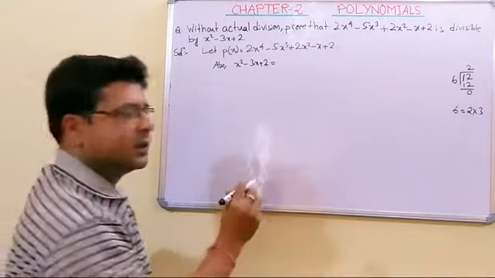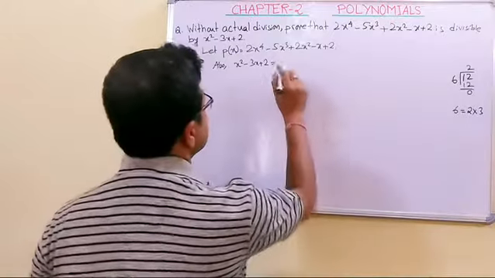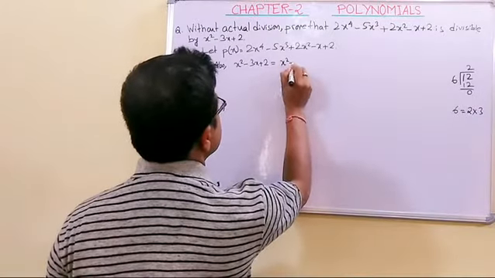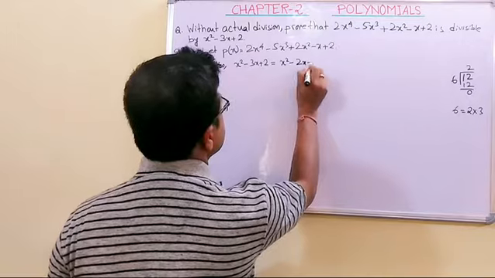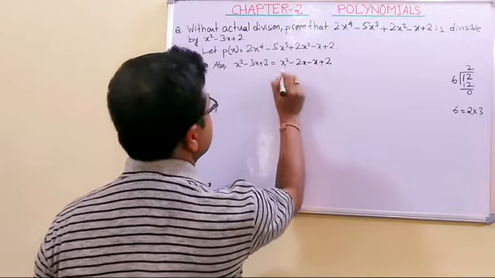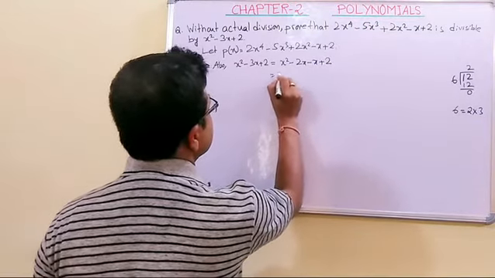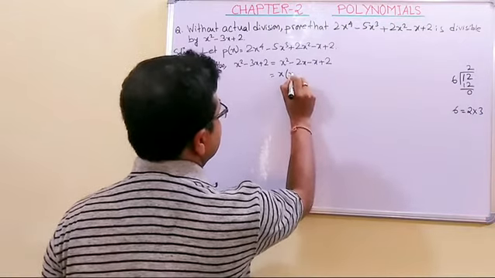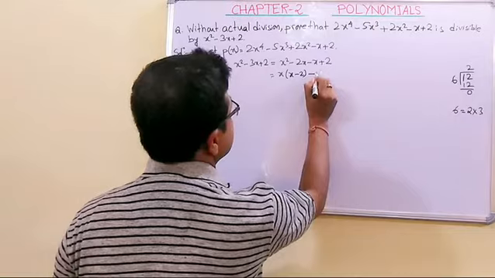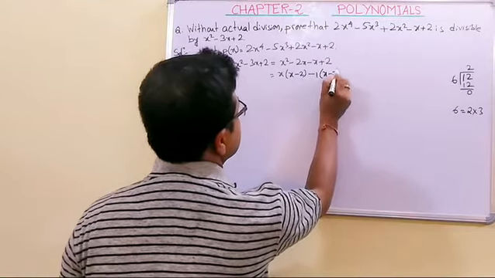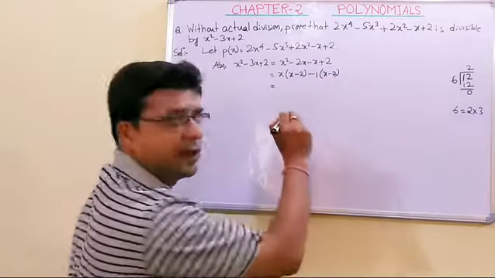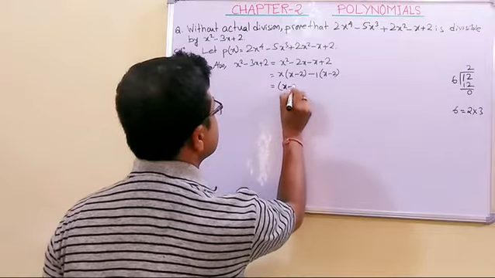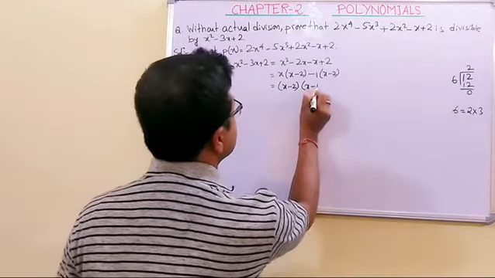Now we can express x² − 3x + 2 as factors. Let us do the middle term splitting. So this is x² − 2x − x + 2. Alright, let us take two pairs. In the first pair, x is common: x(x − 2). Here −1 is common: −1(x − 2). In between these two, what is common? x − 2, right? So it will be (x − 2)(x − 1).